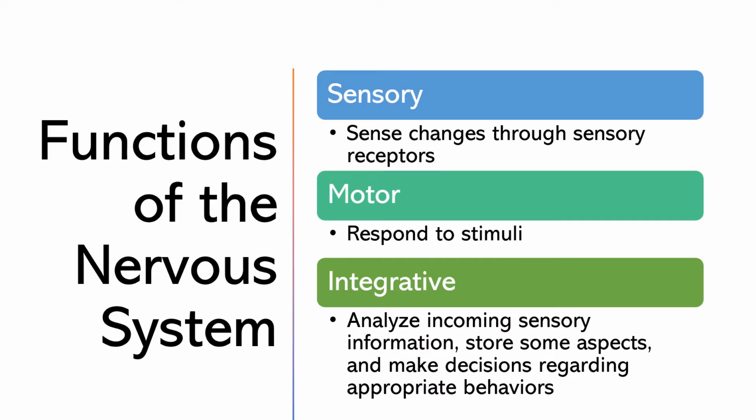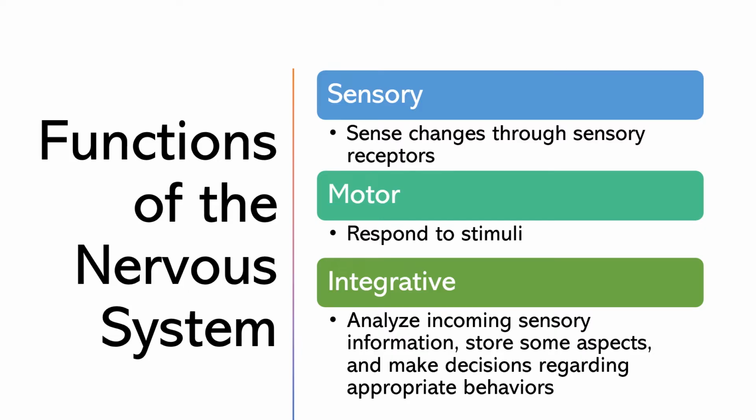So what is the function of the nervous system? The nervous system has a sensory function, where we're going to sense changes through sensory receptors, a motor function, where we are then going to respond to a stimulus, and most importantly, an integrative function, where we're going to analyze the information that comes in, store some of it, and then also use or make decisions regarding appropriate behaviors to respond to a stimuli.